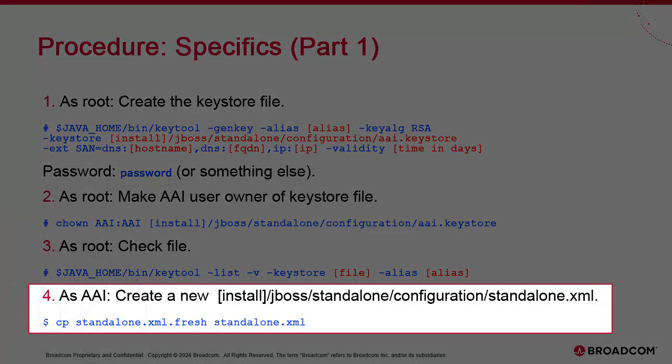Next, we have to create a new standalone.xml file in the configuration directory. We activate TLS and enable HTTPS in this file. We provide details on the next slide.